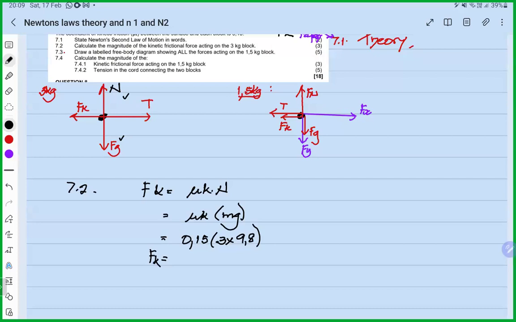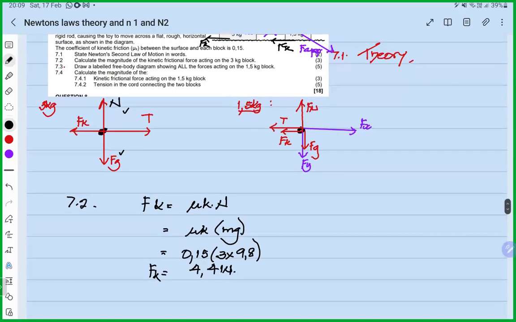Anyone? 4.41. But it's a magnitude, so we don't have to give the direction there. That's just good enough.